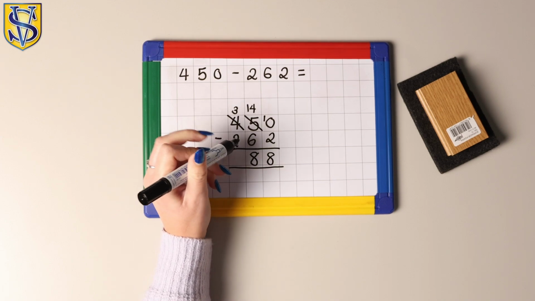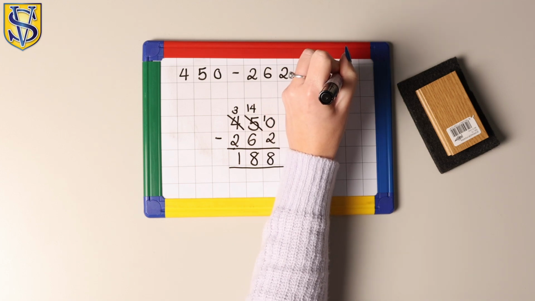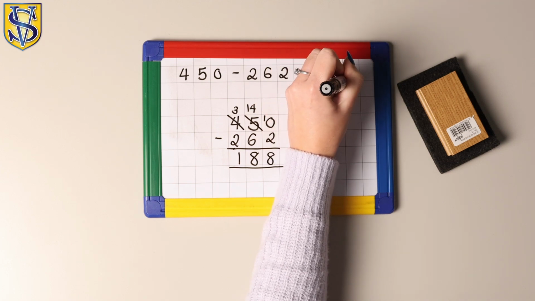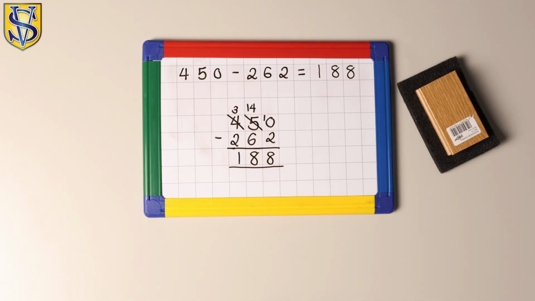And then 3 subtract 2 is 1. So the answer to the question is 188. 450 subtract 262 is 188.